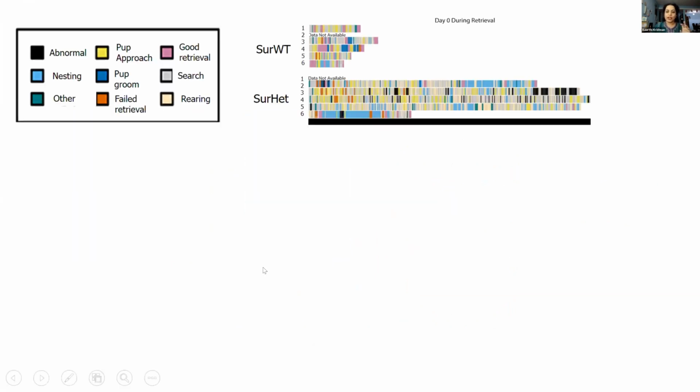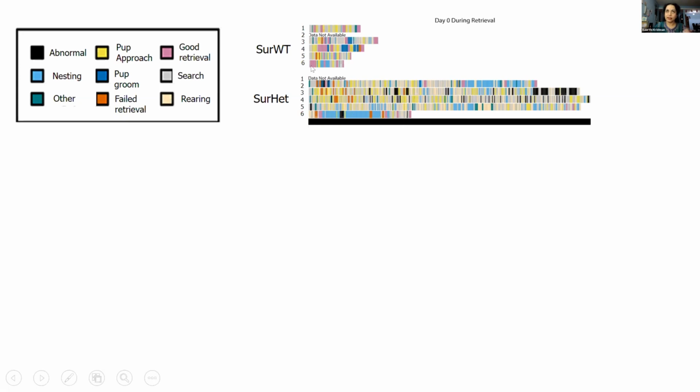I'm going to focus on 2 key data visualizations here. We plotted the sequences of these goal-related movements. We identified about 9 of them, which seem to be very important for this process. The surrogate wild type is shown here on the top. This is for day 0 of retrieval, and surrogate het over here. These are individual animals performing the behaviors, and the x-axis here is the time. So it's about 10 minutes of the retrieval time, and each block here is about an 800 millisecond time frame.